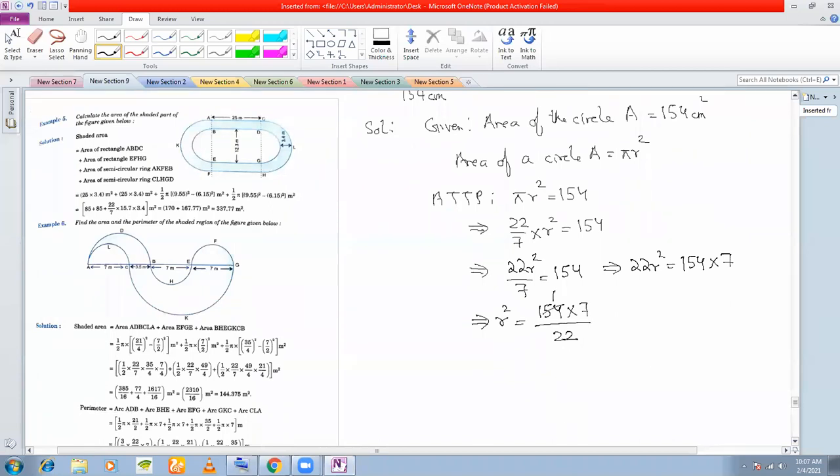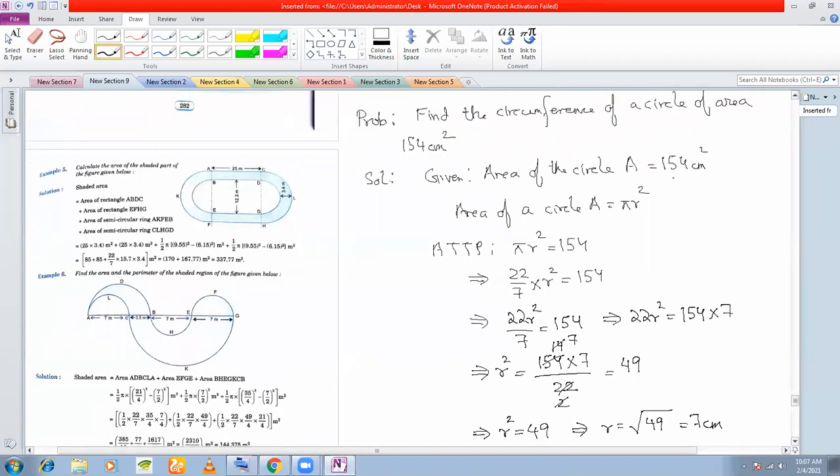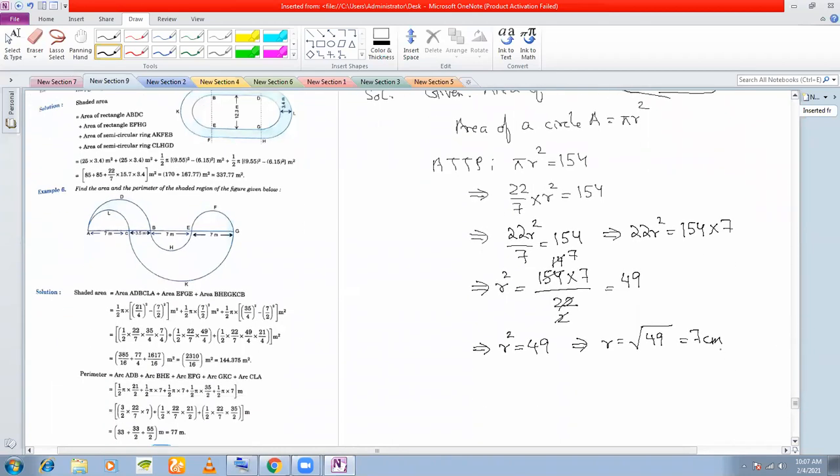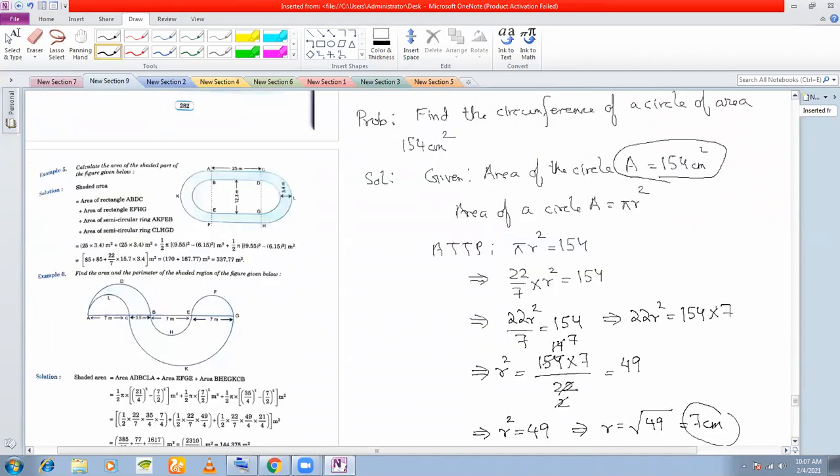Now this can cancel. So what are you getting? 7 into 7, which is 49. So that means r square is equal to 49. That means r must be equal to square root of 49, which is equal to 7 centimeters. So what did you see here? What you saw here is that from the area of a circle that was given to us, we found out the radius of the circle, which is 7 centimeters.